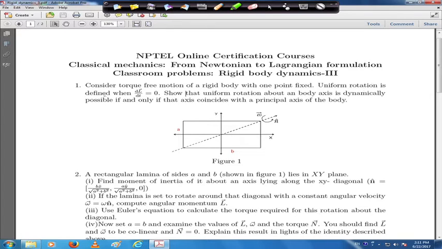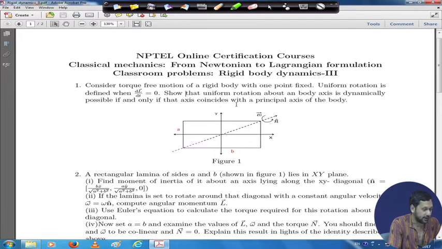Uniform rotation is defined when dL/dt is equal to 0. Show that the uniform rotation about a body axis is dynamically possible if and only if that axis coincides with one of the principal axes of the body. So, what is the statement of the problem?